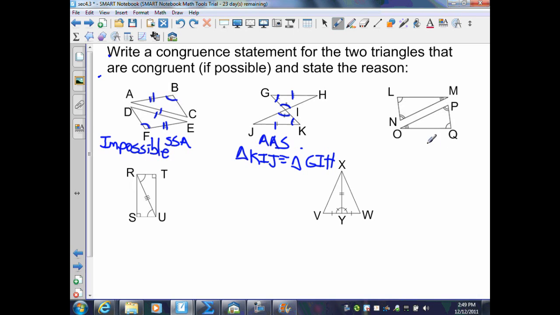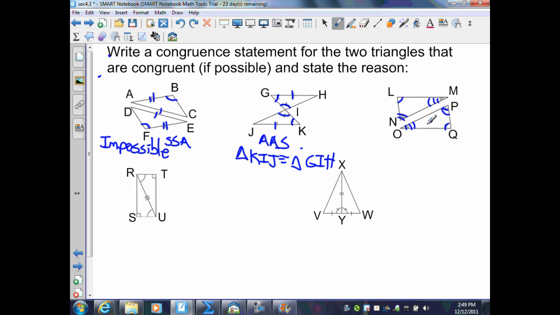For the next example, I'm given angle L congruent to angle Q, angle P by the double arc congruent to angle N, and angle M by triple arcs congruent to angle O. That tells me that three angles of this triangle are congruent to three angles of this triangle. We have no theorem or postulate or definition that justifies congruent angles when I have three angles being congruent.